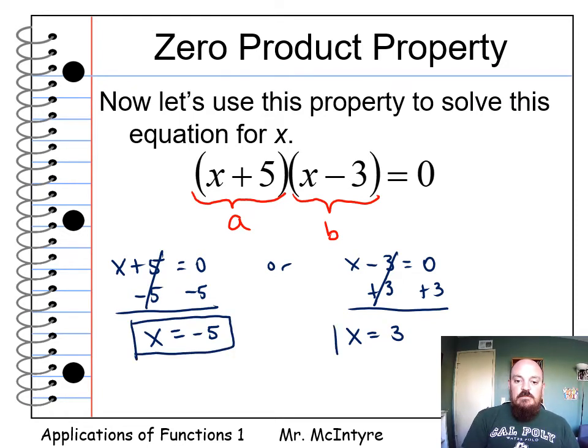Either x equals negative 5 or x equals 3. They're both the answer. So basically, that's an example of how the zero product property can be used to solve equations in factored form.